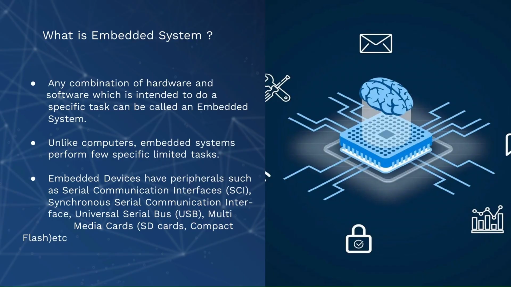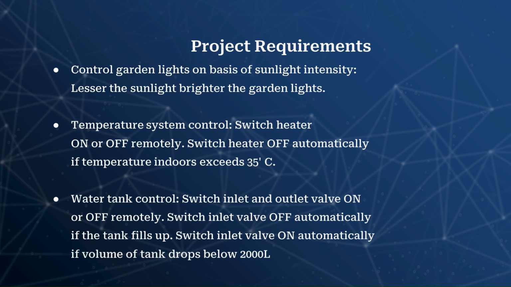Now, what is an embedded system? An embedded system is a combination of computer hardware and software designed for a specific function. This is the architecture of an embedded system. These are the project requirements: controlling garden lights on the basis of sunlight intensity, temperature system control and water tank control.